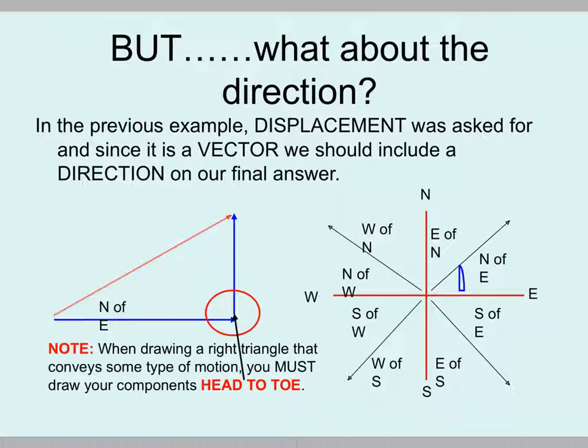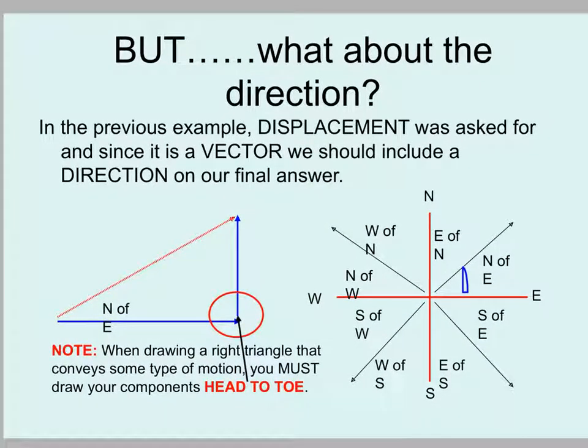But what about the direction? In the previous example, displacement was asked, and since it was a vector, we should also include a direction. One thing I want you to know is that when we're drawing a right triangle that conveys some type of motion, we have to draw it head to toe, so that the head attaches to the toe here, and that gives us our triangle for finding the resultant. Next we must find what direction our man moved. Was it north of west? West of north? East of north? That's what we need to determine next.